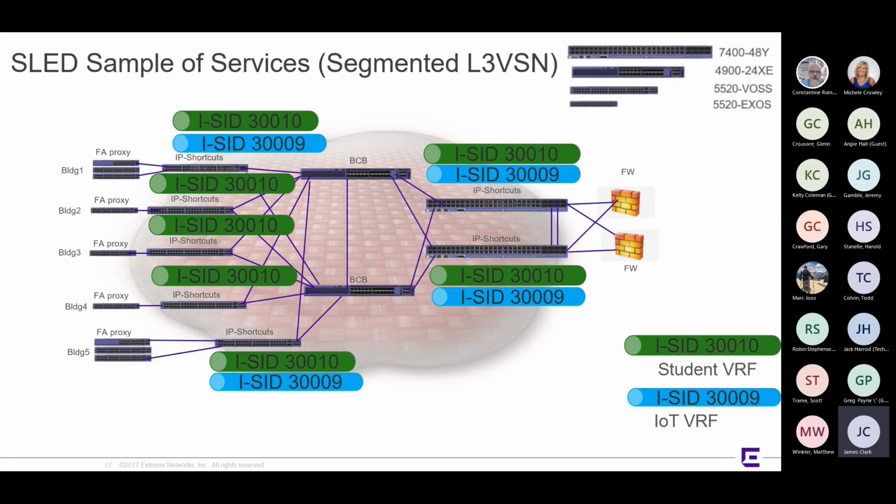We're showing a segmented layer 3 virtual service network here. Once again, security zone. We're showing a bunch of different ISIDs that are defined at the edges here. Those nodes can all route to each other based upon those ISIDs. We're not showing the VRFs here, but we actually would be VRF assigned.